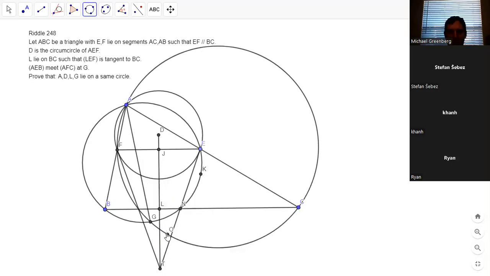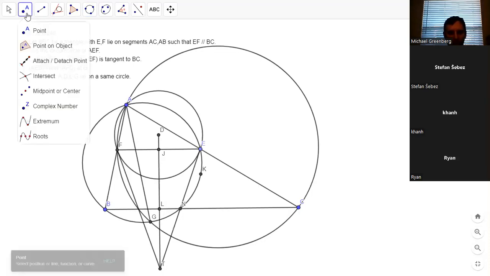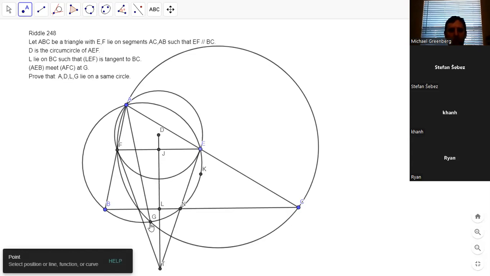Seemed like an interesting idea, but I don't think we need it. So then we can use power of a point, and then that solves the problem.